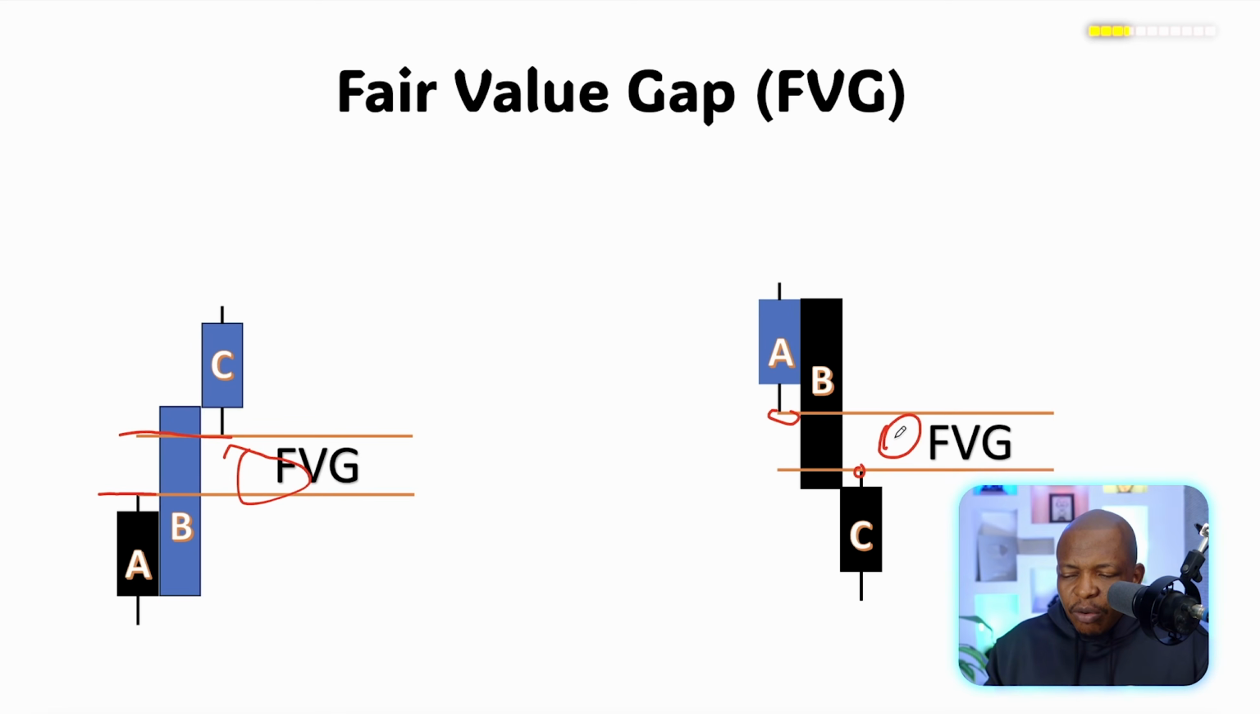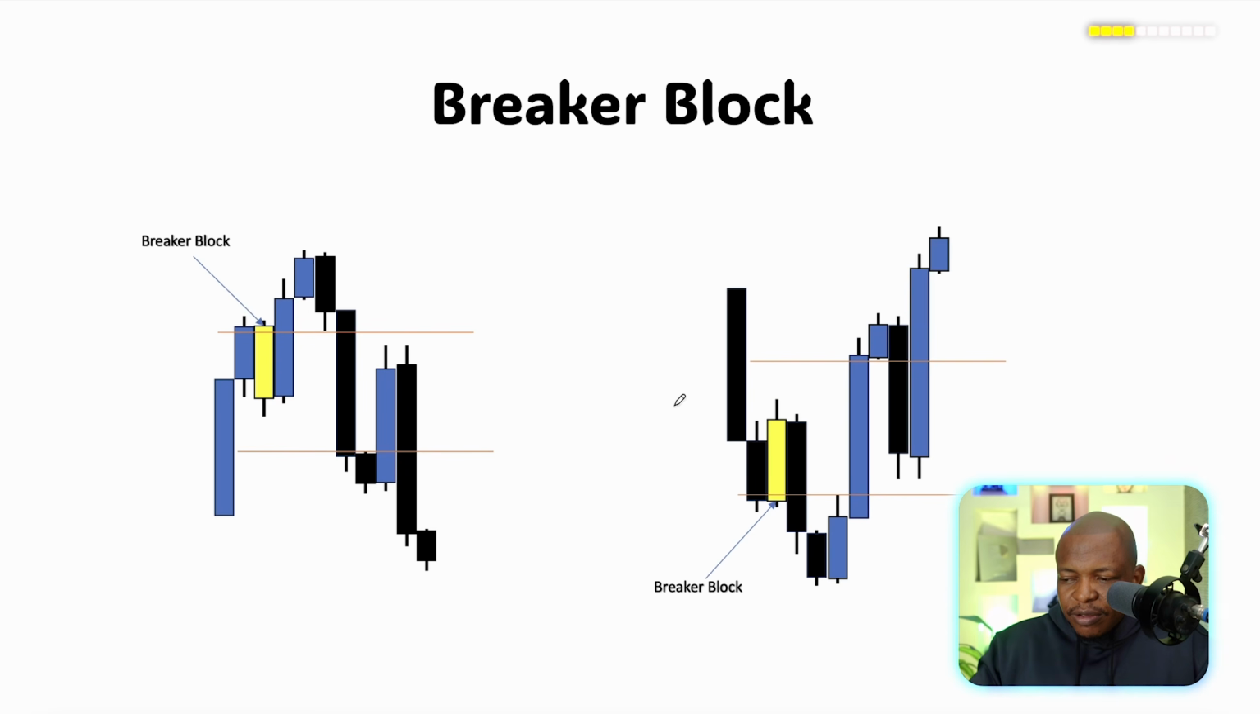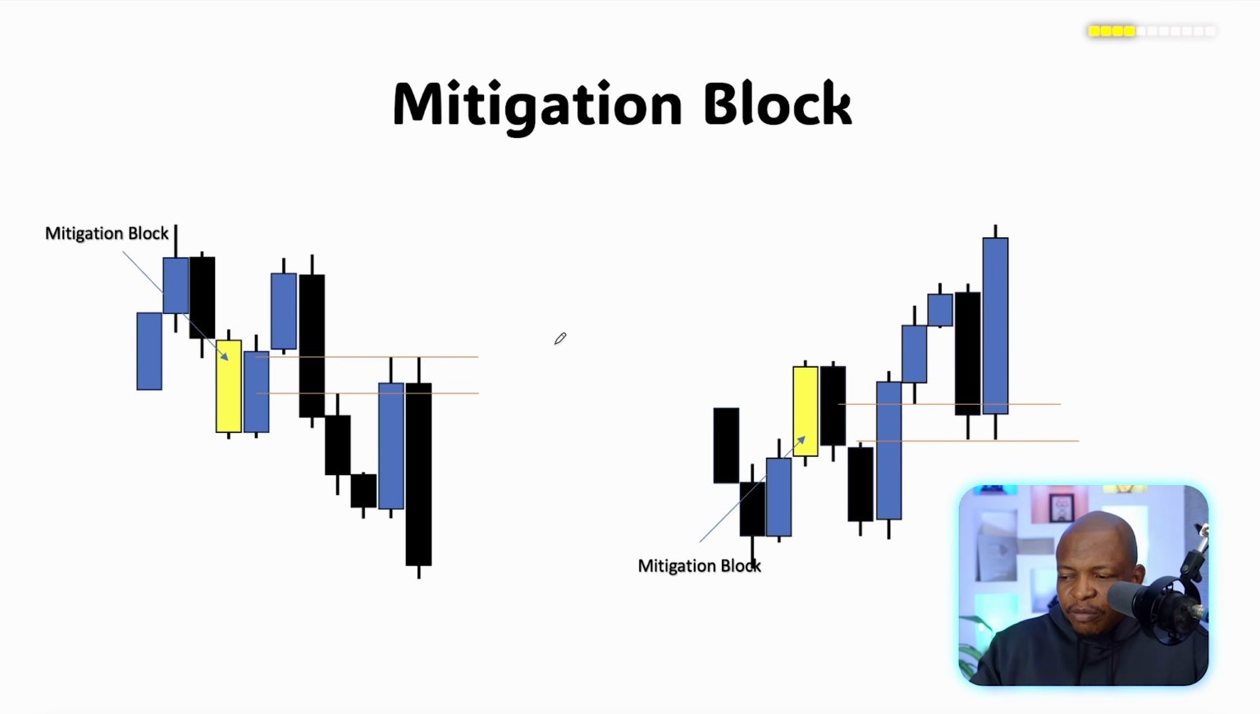So if you go back and look at those blocks that I talked about, you can see that all of them have a fair value gap. Because the order block has a fair value gap, that is what makes it valid. If this closes this way, then we will not consider this an order block. So for breaker block 2, there's a gap between this candle and this candle. For mitigation block, there's a gap between this candle and this candle. This is what makes these blocks valid.